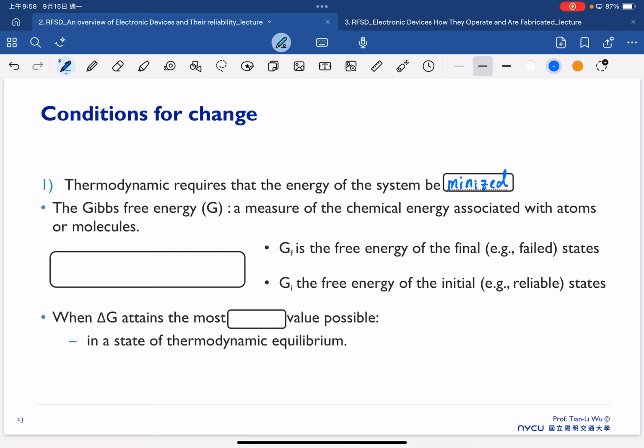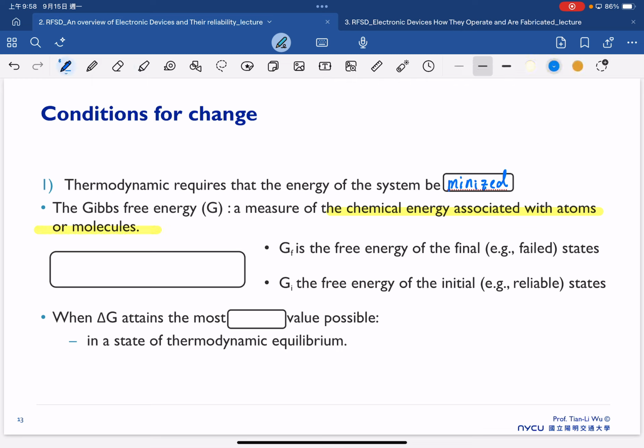So the system always, if you look at the whole system, the energy always wants to proceed in the minimized effort, which we want the energy to be minimized here. And therefore we can define, this is an equation mainly coming from the thermodynamic field, which has the term called the Gibbs free energy, which is a measure of the chemical energy associated with the atoms or molecules here.